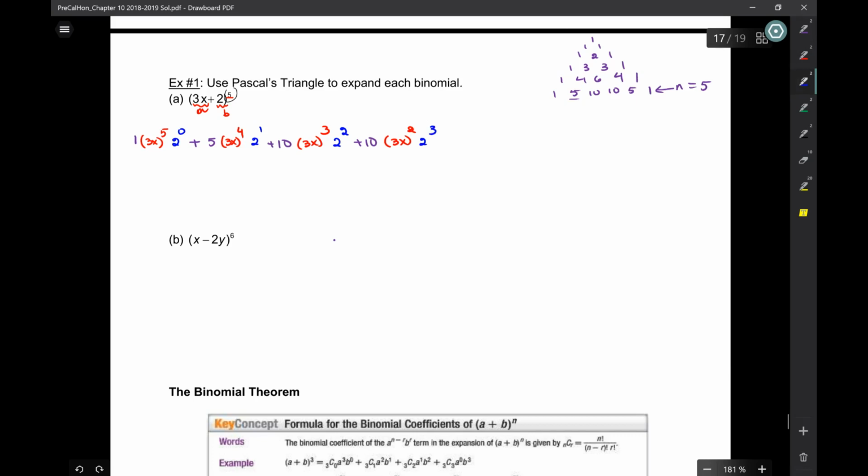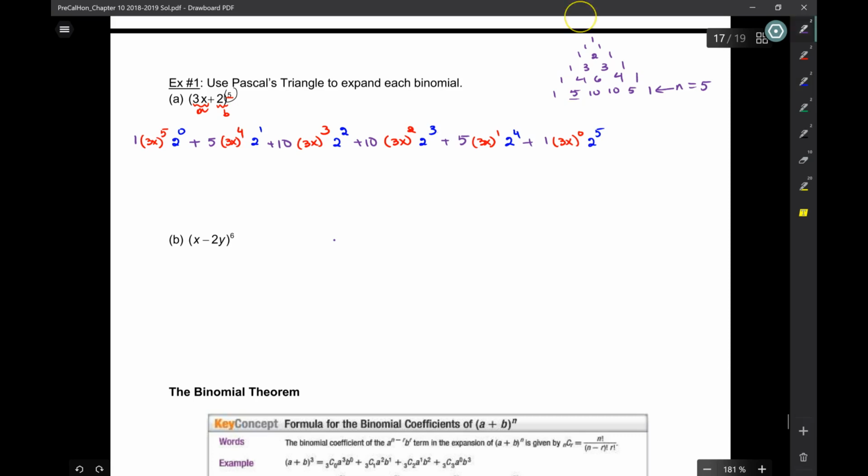2 to the 3, right? Again, 2 plus 3 adds to 5. The next coefficient is 5. 3x to the 1, 2 to the 4, and then finally the next coefficient is 1. Okay, and here I have 3x to the 0, 2 to the 5. Again, in each term, the exponent is 5.